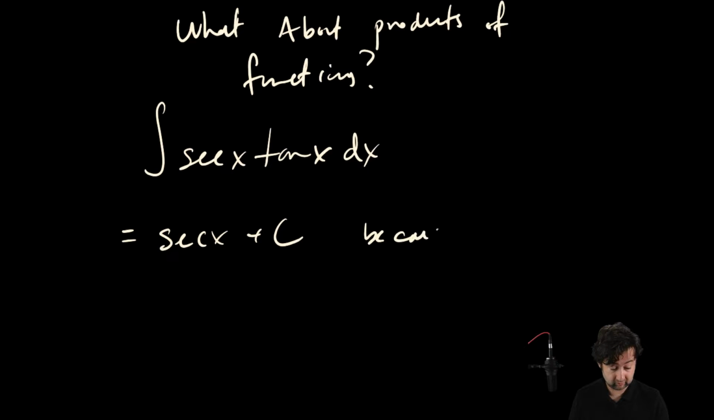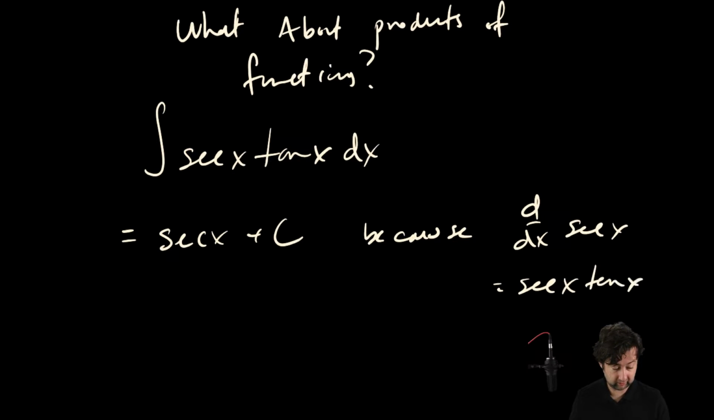Because the derivative of secant x is equal to secant x tangent x. So if I identify a derivative, I can always undo it into its antiderivative, which is what the integral is asking me to do. The problem is, some functions are not obviously derivatives.